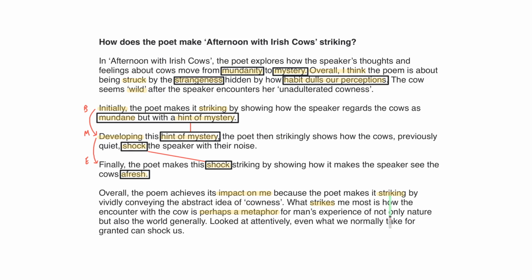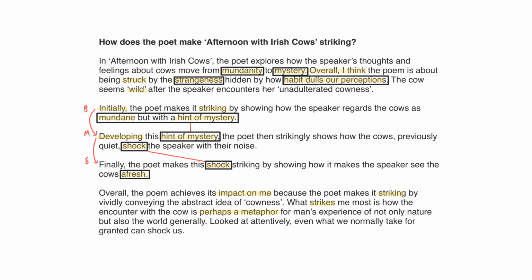I've referred back to the word of the question and I'm using it throughout, striking here. I've also chosen a particular detail that I think best sums up the impact. So here, talking about cowness rather than just cow. And I've tried to finish with an idea showing that I can explore the deeper implications of the poem. So what strikes me most is how the encounter with the cow is perhaps a metaphor for man's experience of not only nature, but also the world generally. Looked at attentively, even what we normally take for granted can shock us.